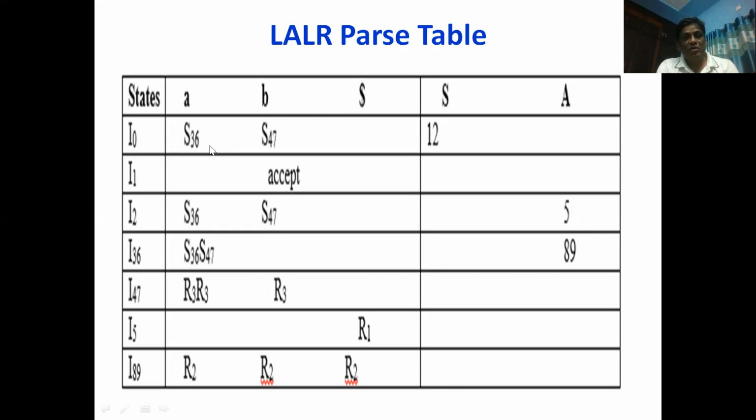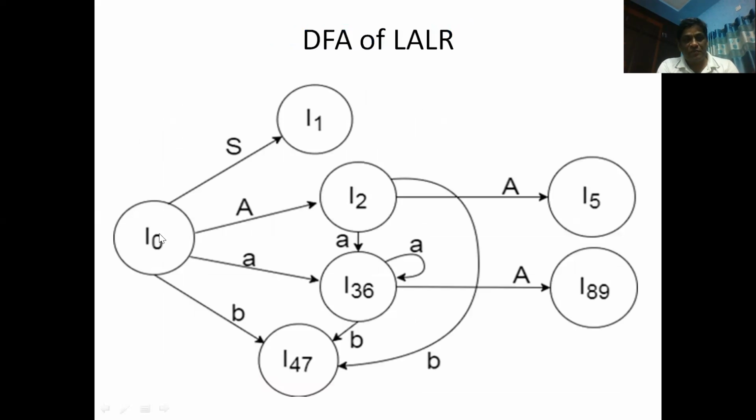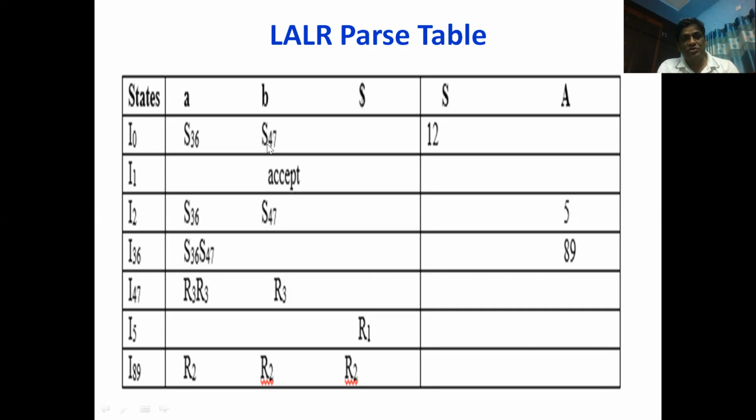Please remember that. Okay, and I naught on small b is moving to I47. Therefore, it corresponds to a shift operation 47. Shift 47. I naught on B corresponds to shift 47. Okay, so that is how you can fill up this entire table by using the same set of rules we used in the CLR parse table. Okay, so before you fill this LALR parse table, please listen to that CLR parse table video again, then come back to this, then fill this parse table.